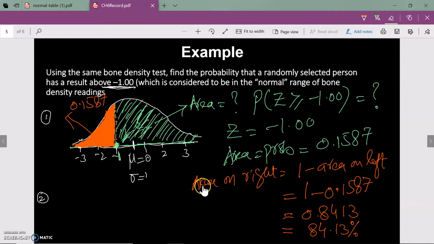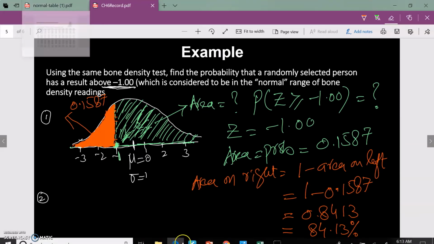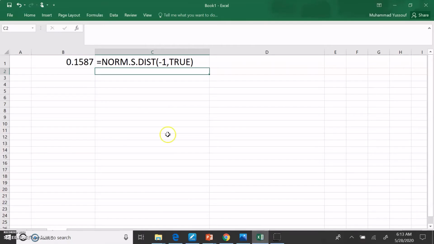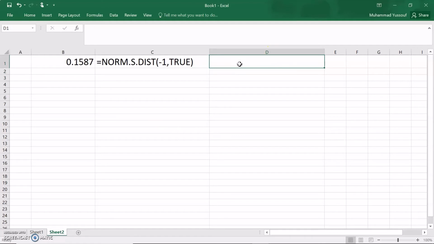And here is the formula: area on the right is equal to 1 minus the area on the left. This is exactly what I'm going to do in Excel now. So let's go back to Excel. Here I am, and now I'm going to apply a formula, 1 minus this value, the area on the left side. Let's do that. And the value comes out to be 0.8413. This is the same answer we got by hand computation. I hope you understand that.